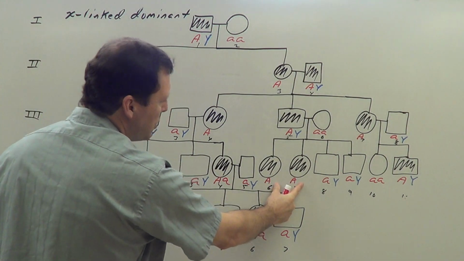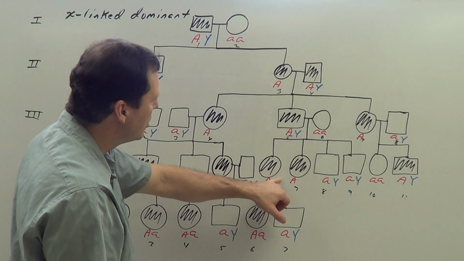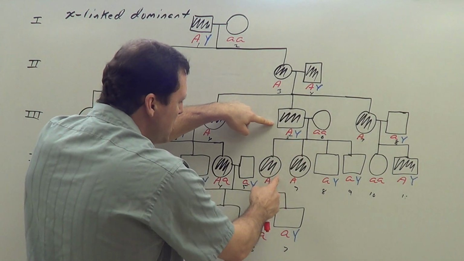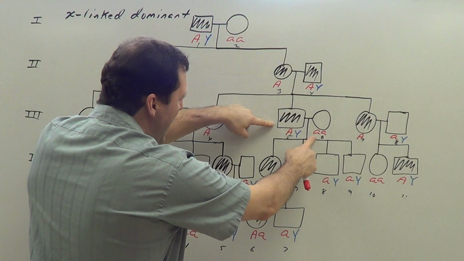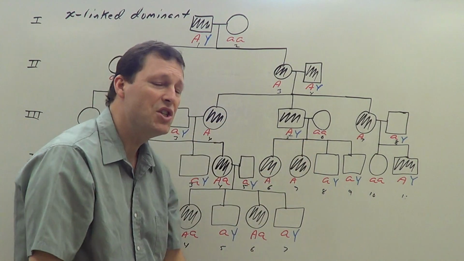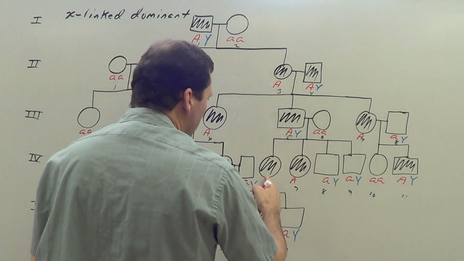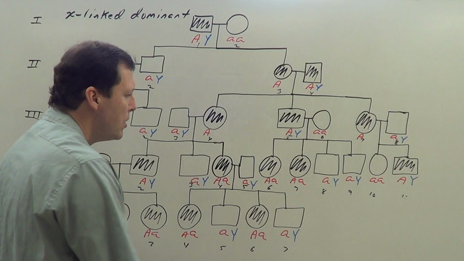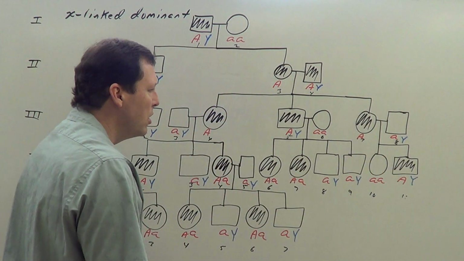Let's do these two individuals now. Now again, look at dad. Here's dad up here. Dad can't give a Y to his daughters. He had to give the capital A. Mom's got two lowercase a's. She has to give one of those lowercase a's to her daughter. So both daughters in this case are going to have a lowercase a that came from mom.